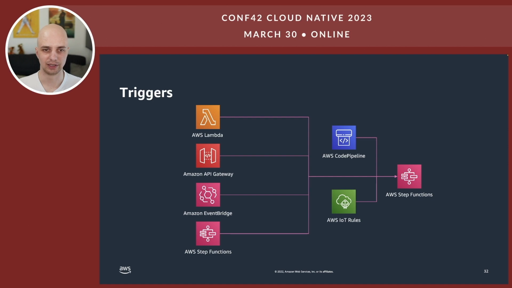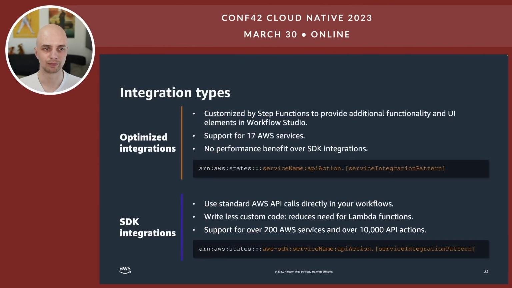From looking at the step function inside, there are also different integration types. There are some optimized integrations which provide additional functionality and UI elements in Workflow Studio. So you can directly integrate some AWS services, but there are no performance benefits over SDK integrations. It's just optimized. Then there are SDK integrations, which allow you to call over 200 AWS services directly from within the step function. And basically you still need to write less code because you don't need to write a lambda function to call this API. You can do it directly in your serverless workflow.